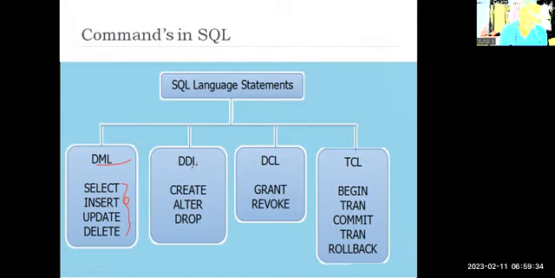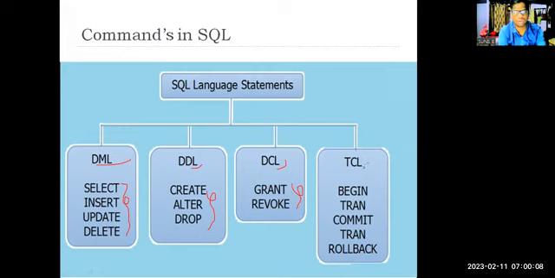The next important language is DDL, data definition language. In this data definition language, we can use create, alter, drop statements. Using these statements, we create objects in your database. The next important language is DCL, data control language. Here we are using two types of statements, that is grant and revoke.